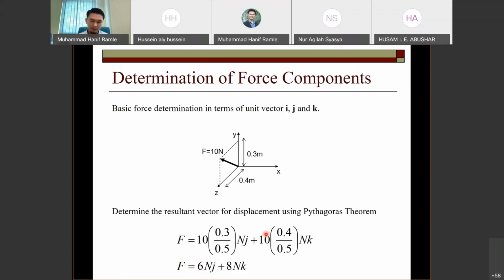So you can write like this as well to minimize the writing. You can write like this as well, J plus K, in bracket Newton. So normally I will use this one to represent the final answer.